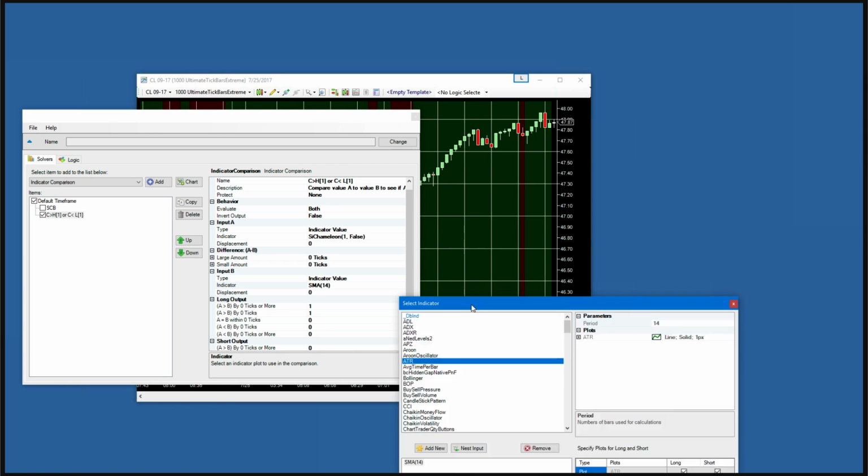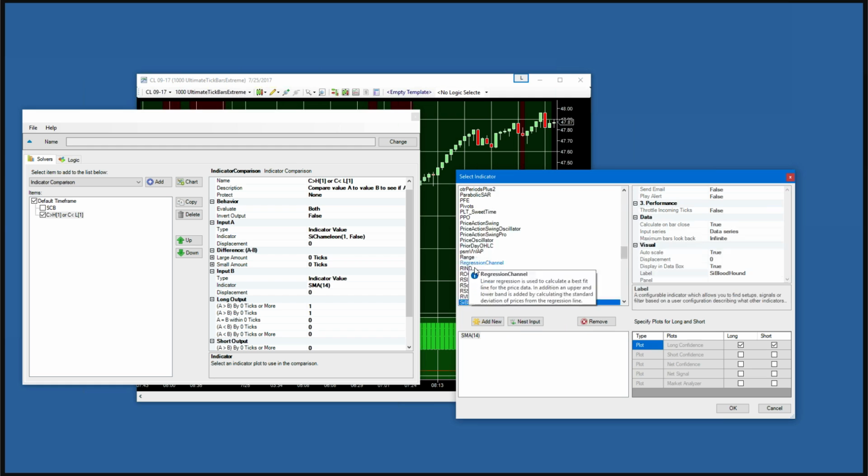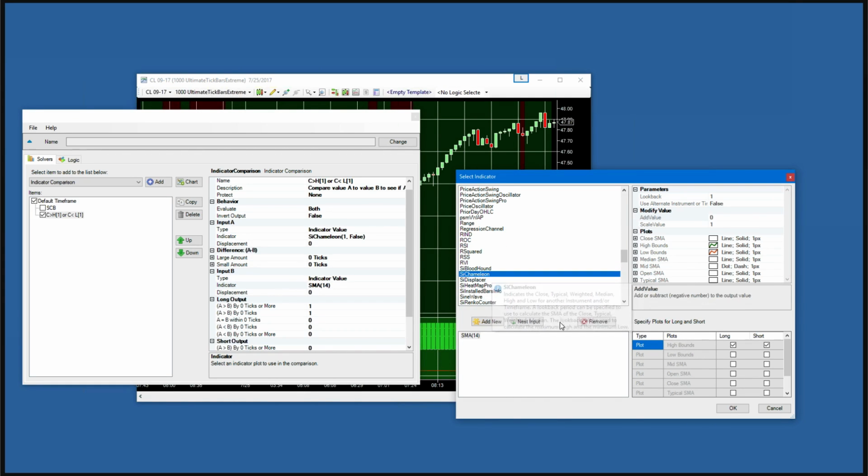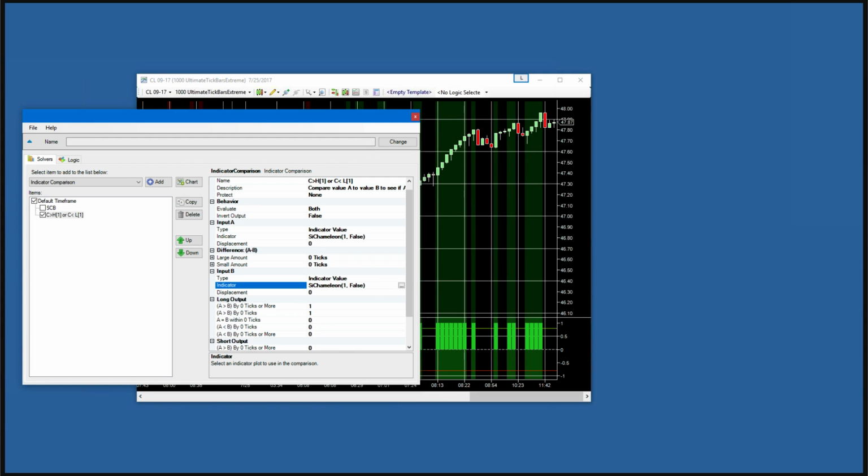I'm just pulling that up so you can see it. Chameleon, add, and put it in here. And I'm going to choose the high for long and the low for short. And let me just double check and make sure that I've got the look back details on that right for you.